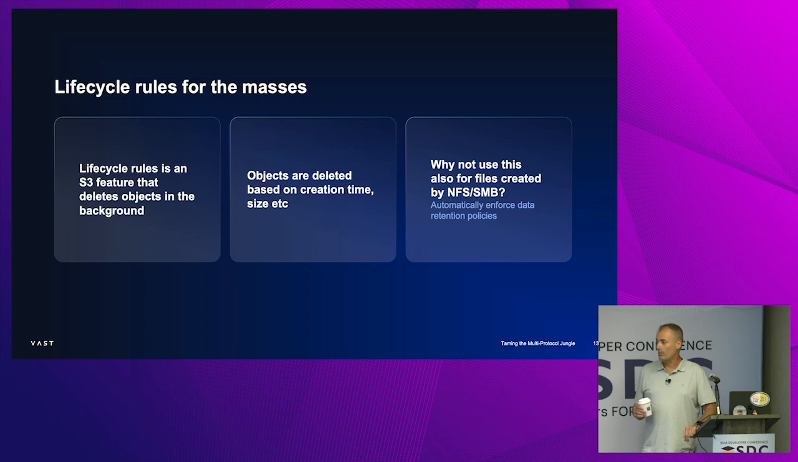And with the addition of support for files in lifecycle rules, we can also extend the lifecycle configuration, because originally lifecycle configuration relies on the object creation time, because S3 objects are immutable. But with NFS and SMB, you can also make decisions based on M time or A time. And this is very useful for some of our customers.